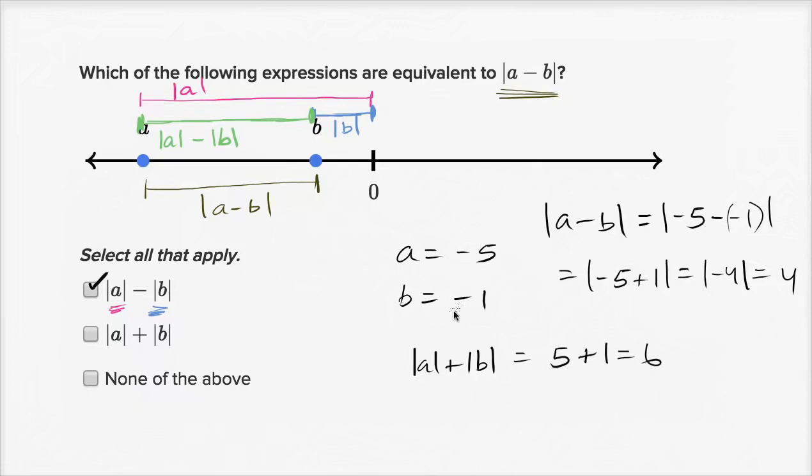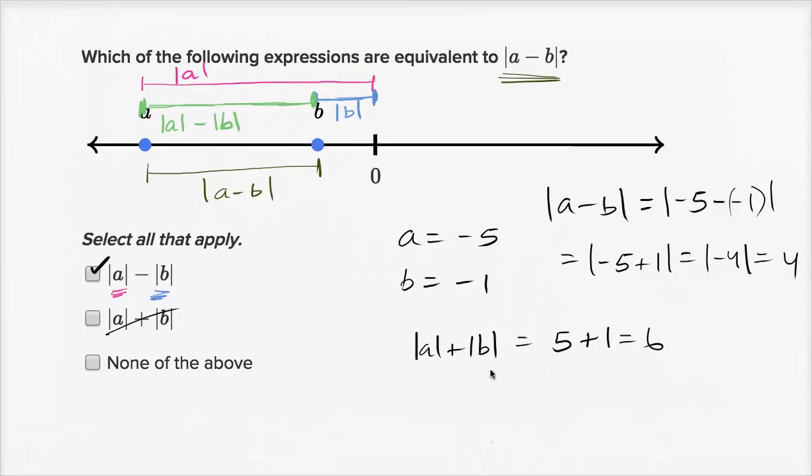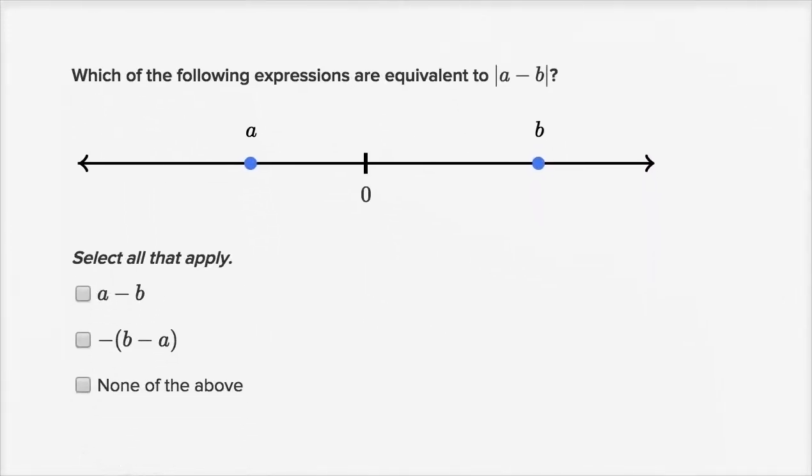So for these numbers, once again, I just picked 2 random numbers that met the constraints that both are negative and that a is more negative than b is. It didn't hold up. So this is not going to be the case, and I'm not going to select none of the above because I found a choice that I know is going to be true. Let's do another one of these. Let's do several more of these.